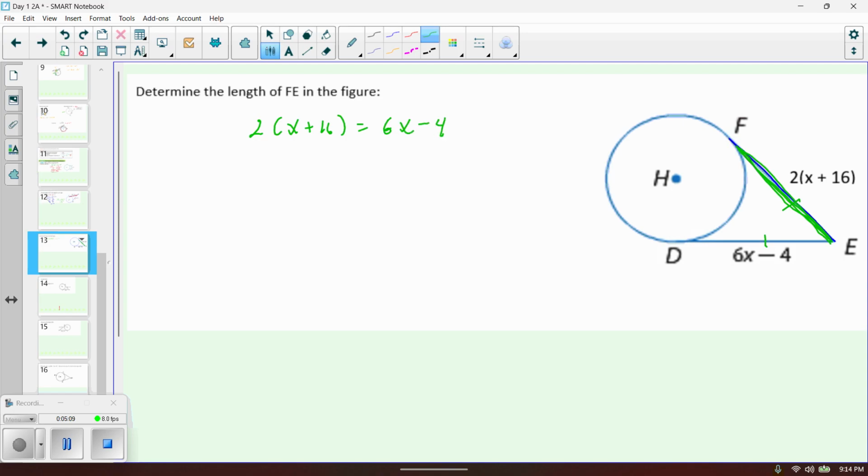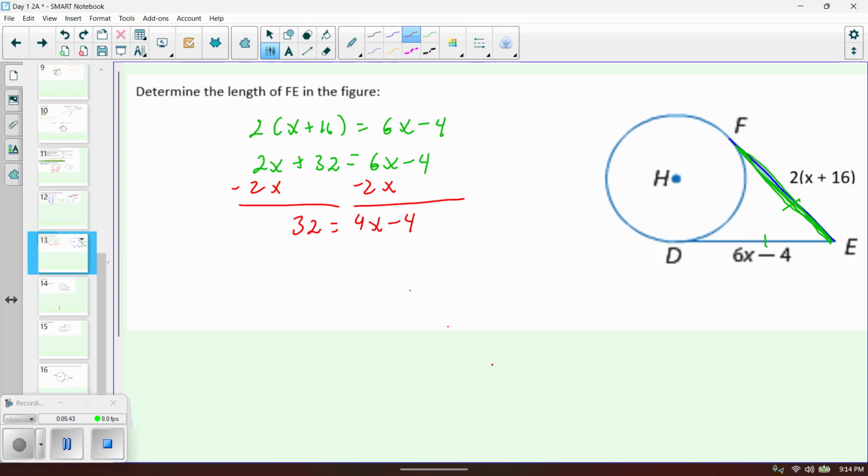So just incorporating some more of our algebra. Let's go ahead and distribute 2 into the parentheses, which should give us 2x plus 32 equals 6x minus 4. I'm going to choose to subtract 2x on both sides. Again, there are many things you could do here first, but to me that one just makes the most sense. So then we'll have 32 equals 6x minus 2x, which is 4x. Bring down the minus 4. Let's add 4 to both sides.